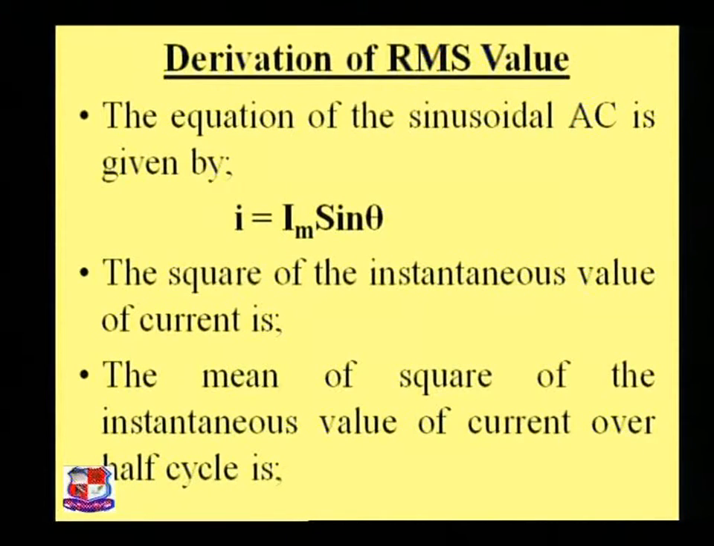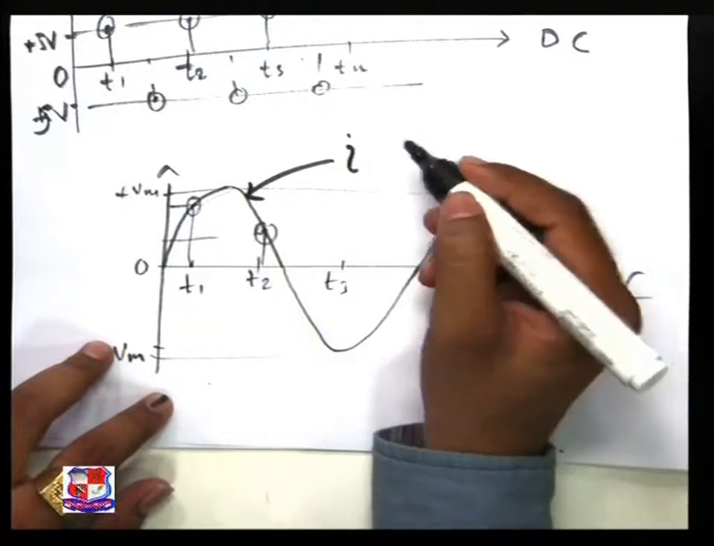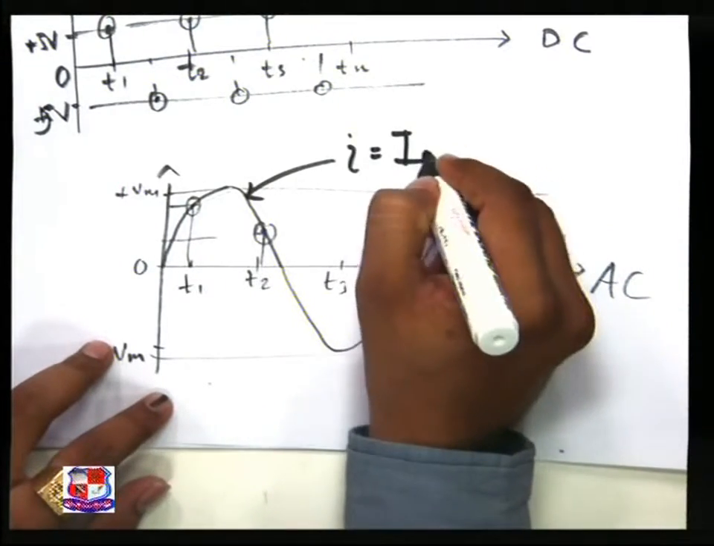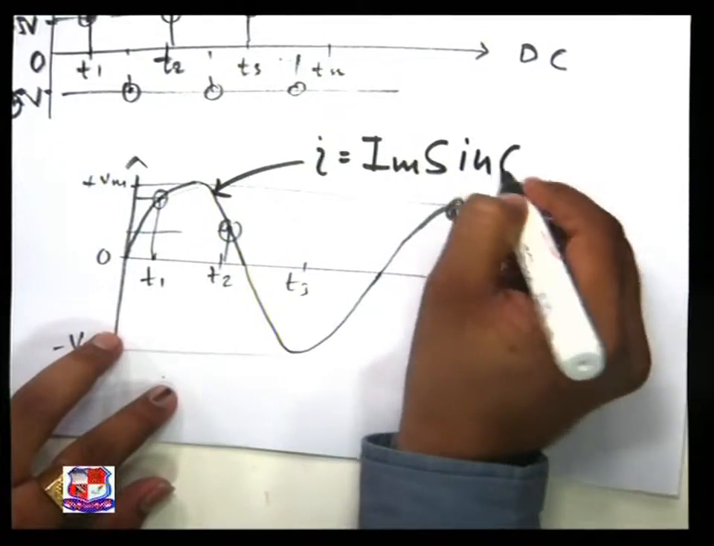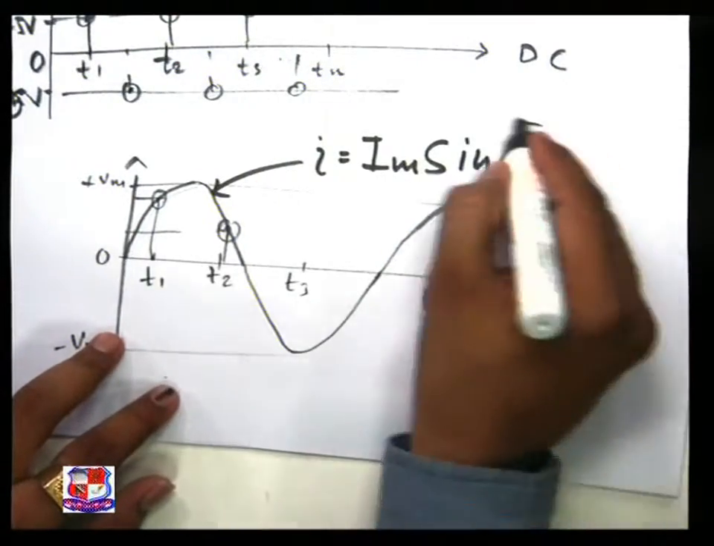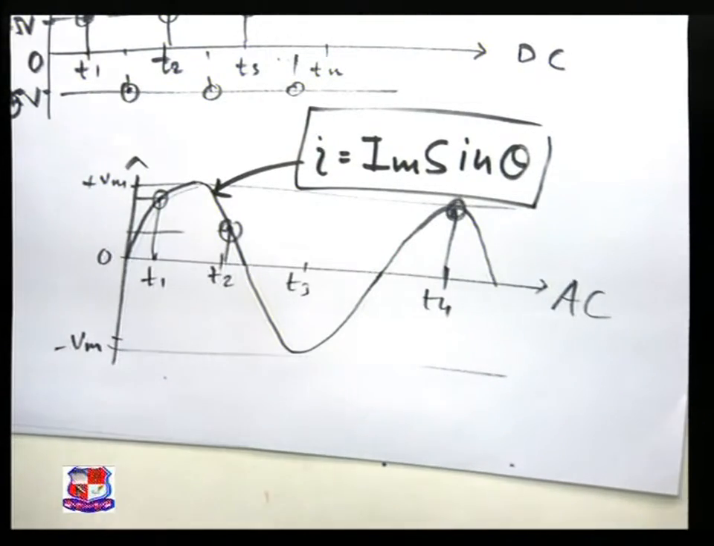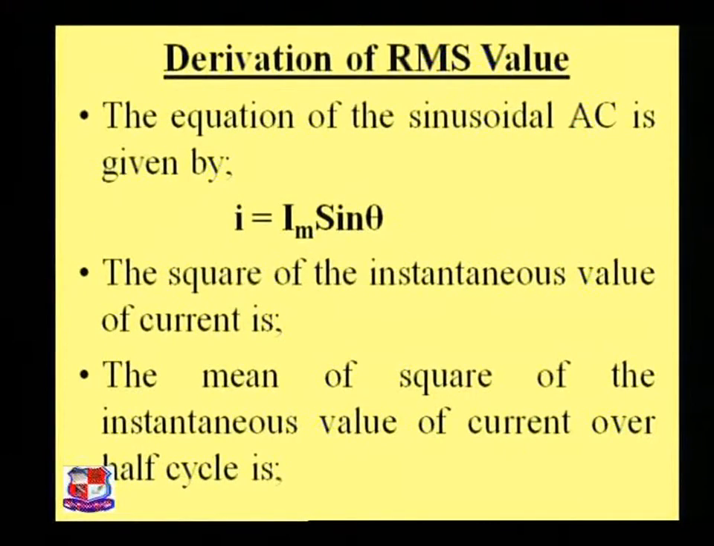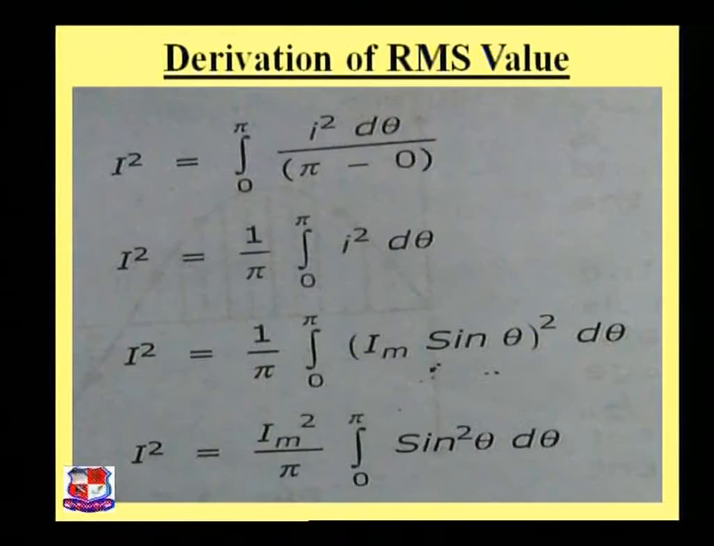The equation of the sinusoidal AC is given by I equals Im sin theta. See here, that is our AC waveform, which has the instantaneous current value Im sin theta, because this is a sinusoidal waveform. So this is the instantaneous equation. The square of that instantaneous value of the current is I square, and the mean of that square of the instantaneous current over the half cycle is given by I square, because we just have to get the square of that value.